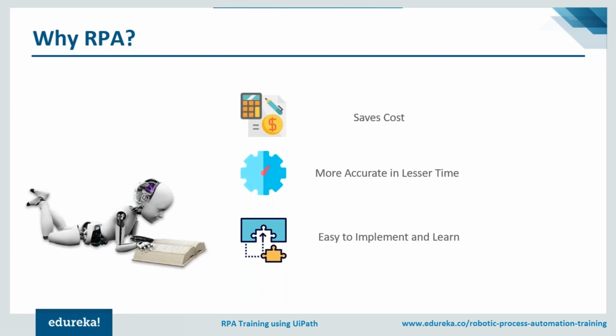Alright, now moving on. It makes it very easy to implement and learn. So let's just say to do any task you have to write code, right? What's the point of writing thousands of lines of code for very small tasks? It's better to do the task on your own rather than writing thousands of lines of code, isn't it? So that is the best part of RPA. It makes it easy to implement and learn, it saves cost and is also more accurate in lesser time.